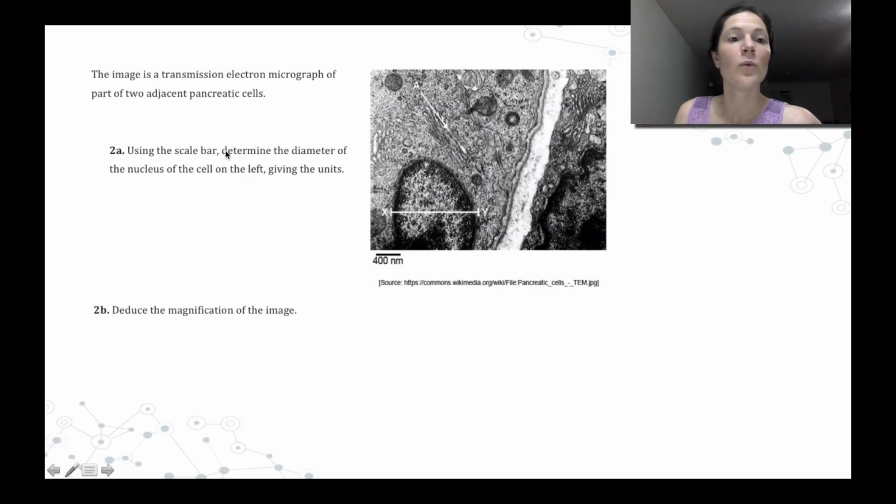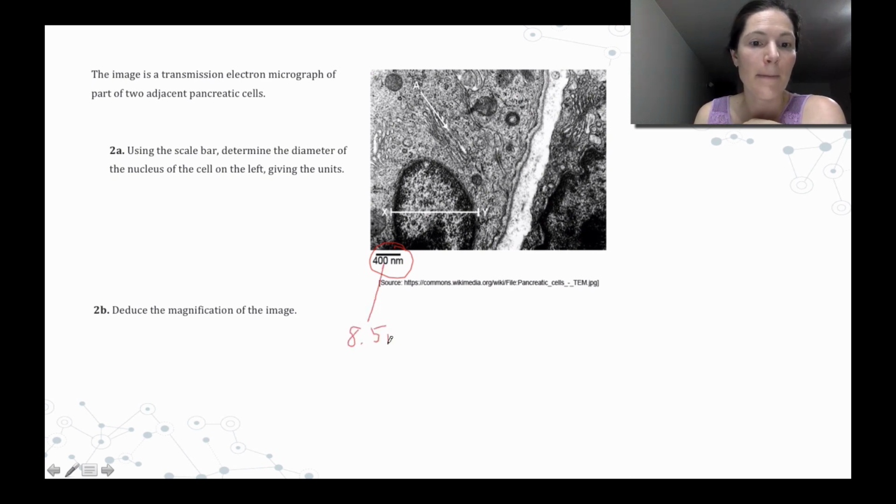So here we're looking for the length or the diameter of the nucleus in real life. So what's the actual size of that? So in this case, right, magnification we should be able to get using the scale bar. So measuring that length. Yeah, and okay, so this one I got, it's 8.5 millimeters in real life, or sorry, in image. And then the actual is 400 nanometers.